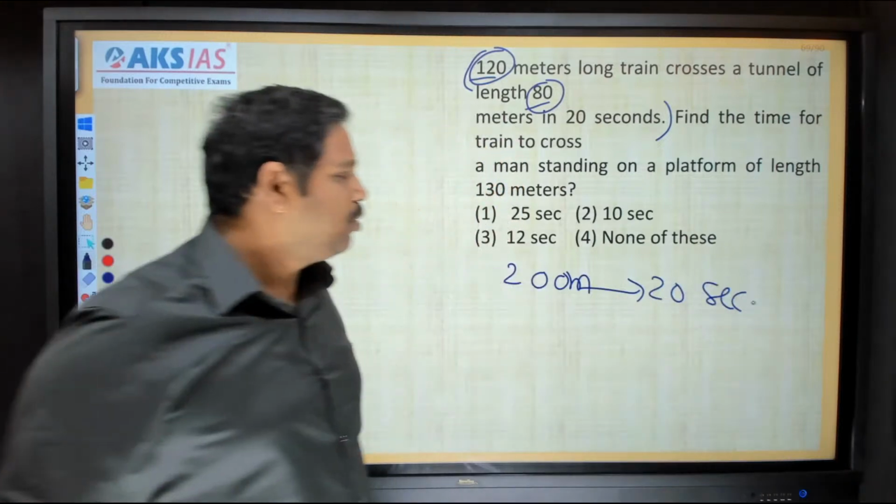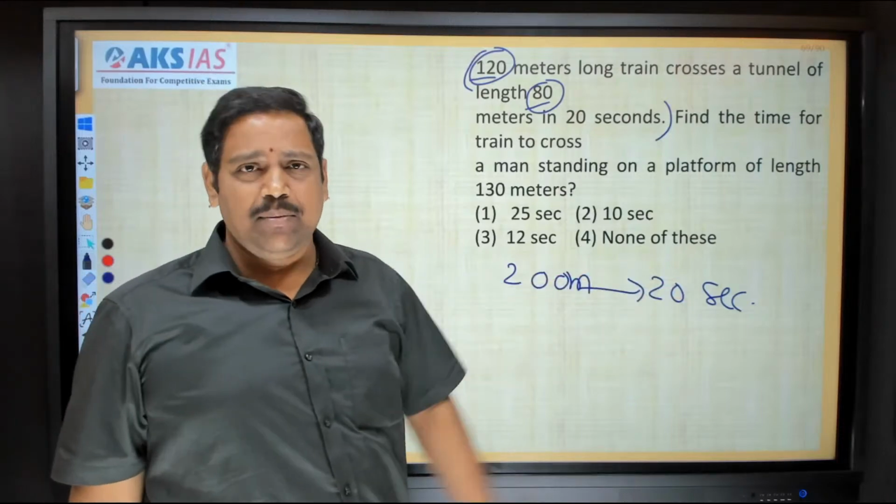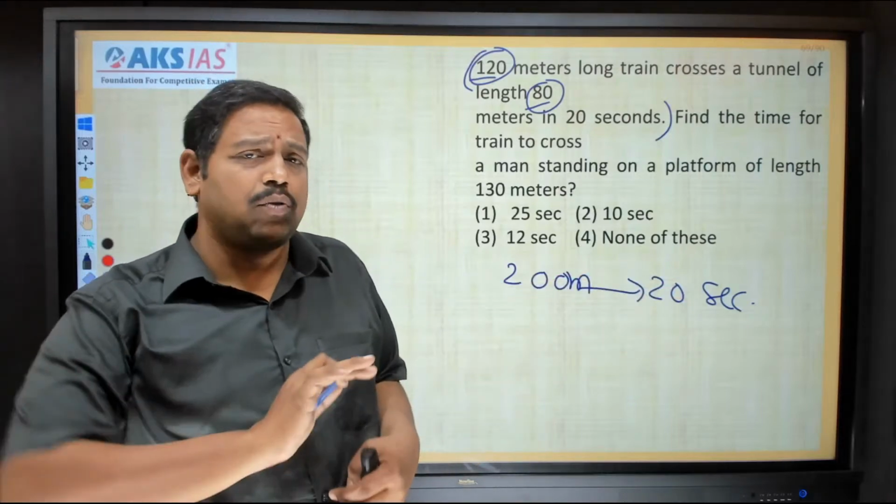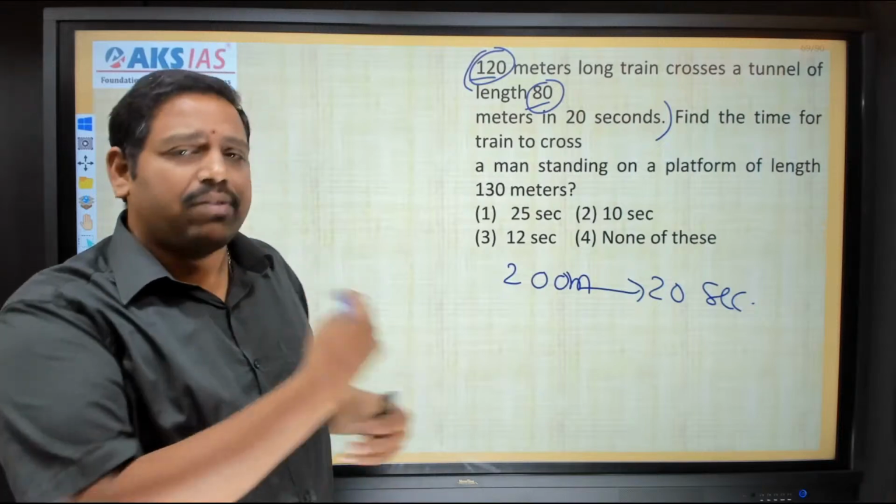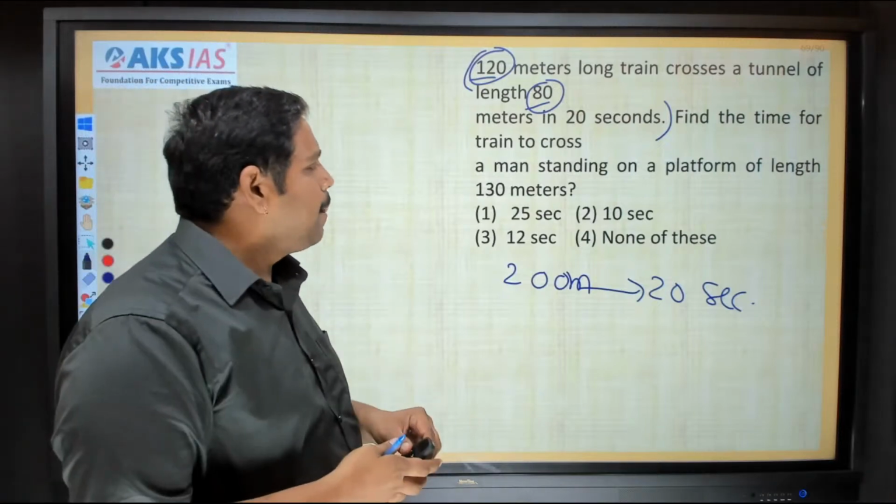Directly, it is how much? 200 meters in 20 seconds means 200 by 20, that is 10 meters per second. Of course, as I said earlier, I don't want to calculate it. Whenever it is required, I will do it. Right, now come to the next one.